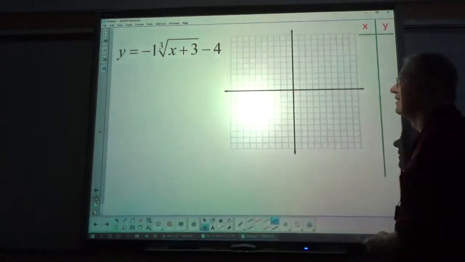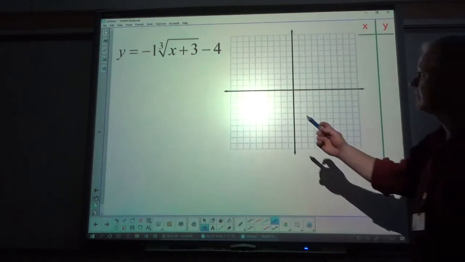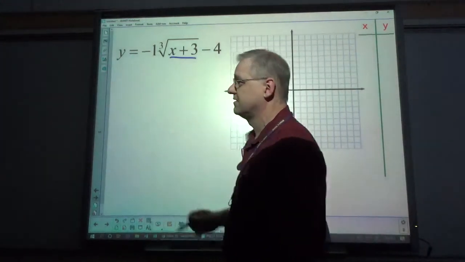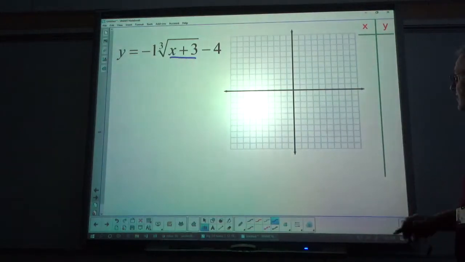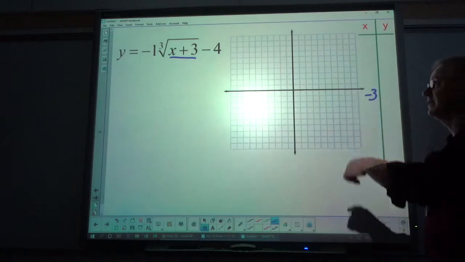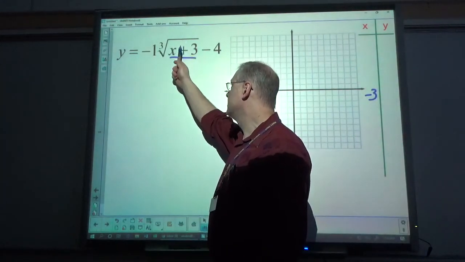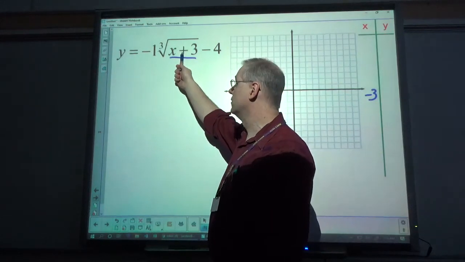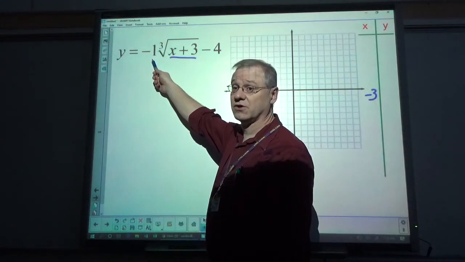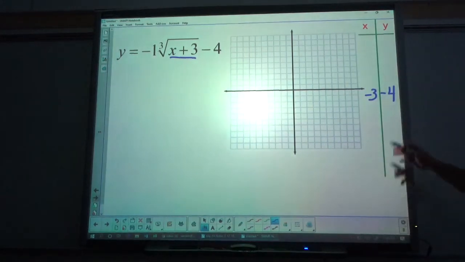So, I need to come up with the values, let's start at 0, that make the inside 0. What x value makes the inside 0? -3. -3 plus 3 is 0. Cube rooted is 0. Times -1 is 0. Minus 4. -4. There's my starting point.